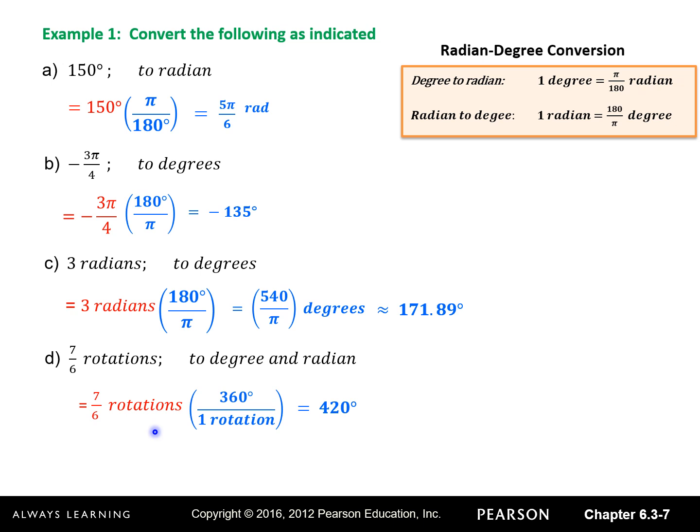Then if we want to convert this 7 over 6 rotations to radians, let's see the relationship of one rotation to radians. We know that one rotation is equivalent to 2 pi radians. So multiply this with 2 pi over 1 rotation. Then you can cancel the rotation and multiply 2 pi to 7 over 6. Then your answer would be 7 pi over 3 radians.